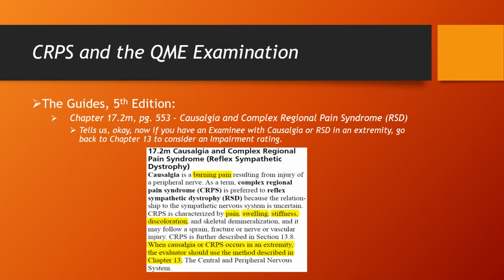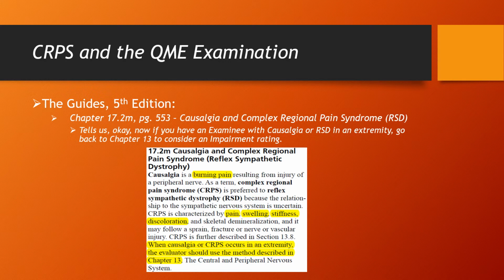And the third reference to CRPS in the guides appears in chapter 17, and specifically 17-2M, causalgia and complex regional pain syndrome. So here we go with causalgia and RSD. They will indicate that the guides describes causalgia and reflex sympathetic dystrophy again, but they tell us that causalgia or CRPS occurs in an extremity. The evaluator should use a method in chapter 13, the central and peripheral nervous system.